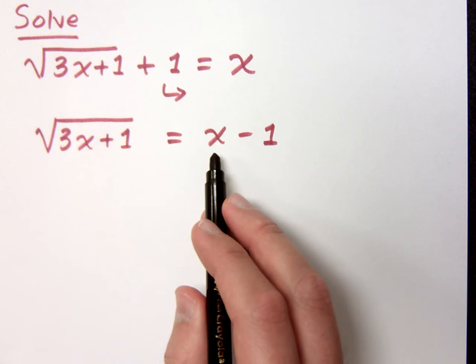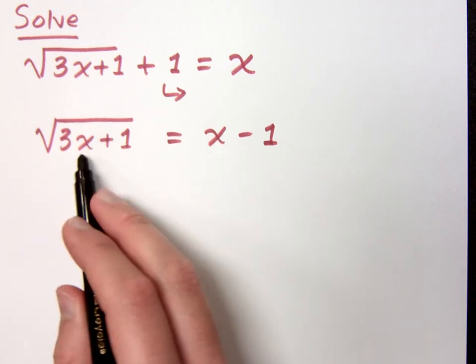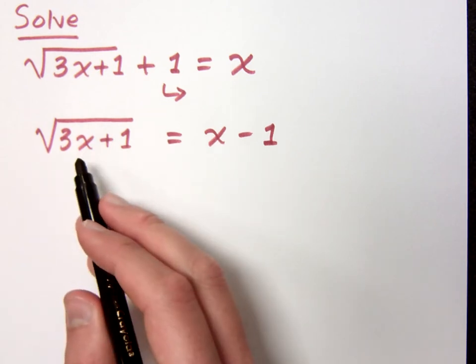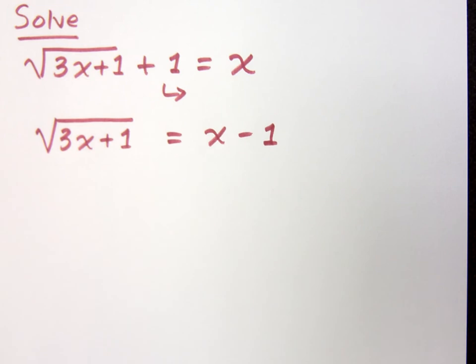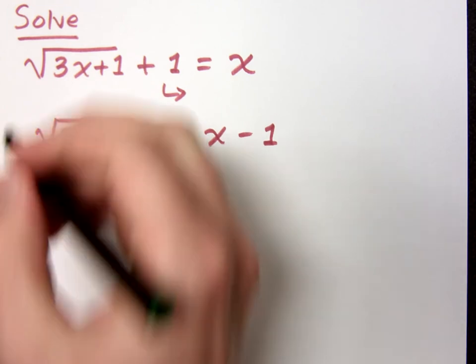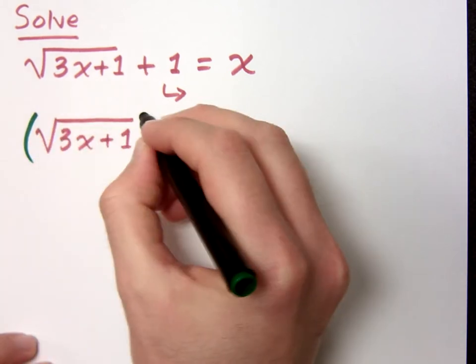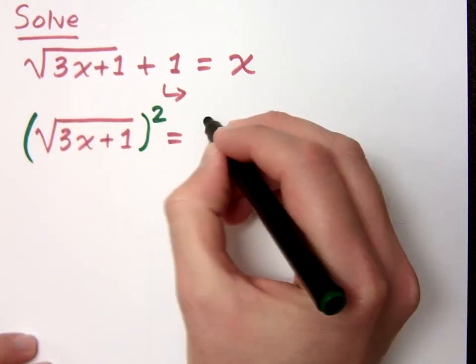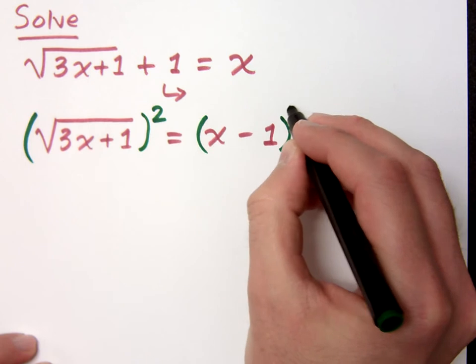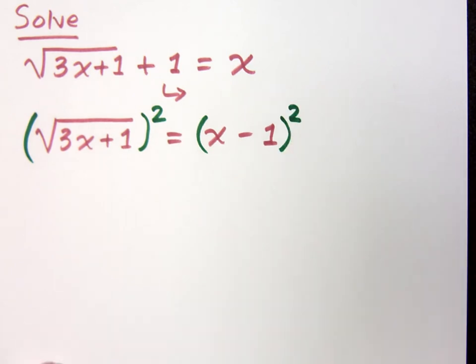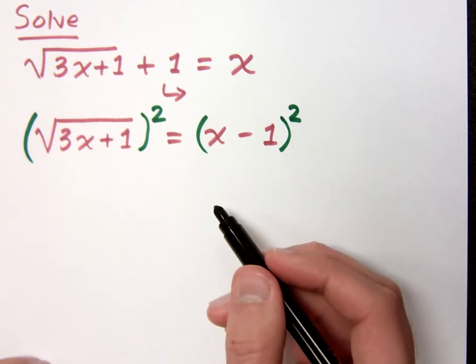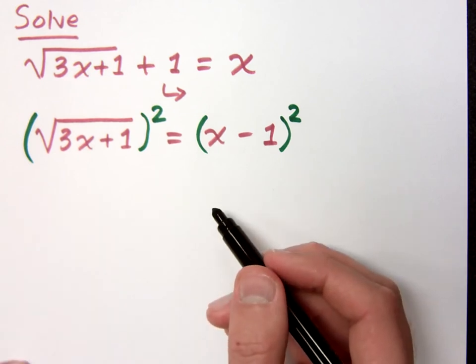Even though we do have some x's that are outside of the radical, we do have this guy that's inside. So we need to make sure that we raise both sides of the equation to the appropriate power so that we can cancel that. Since this is a square root, squaring both sides of the equation will help me eliminate that guy. Now, what you need to remember here is that you're squaring each side of the equation, you're not squaring each piece.